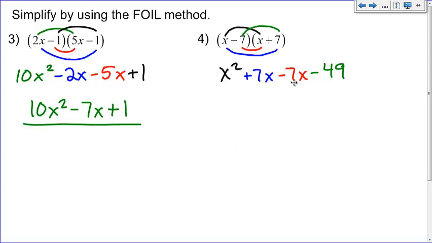Again, we have like terms to combine. We run into a little different situation here in that we have a plus 7x and a minus 7x. They cancel each other out. That's simply x squared minus 49. We'll actually look more at cases like this in the next section, 8.4.